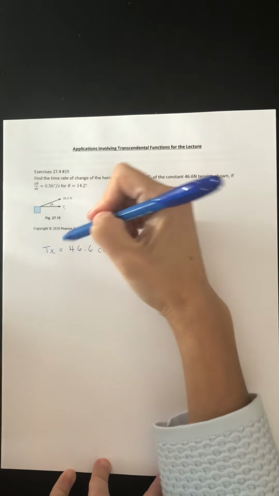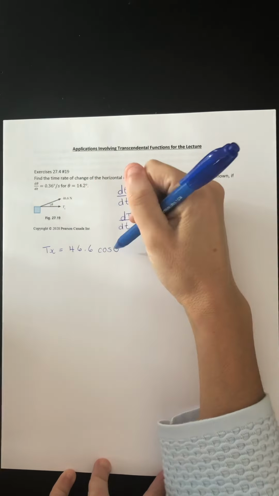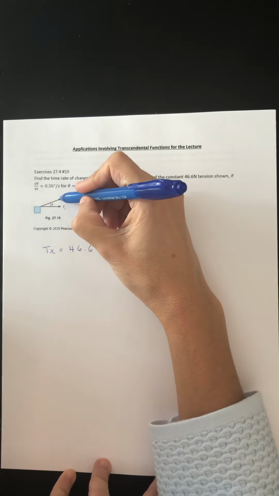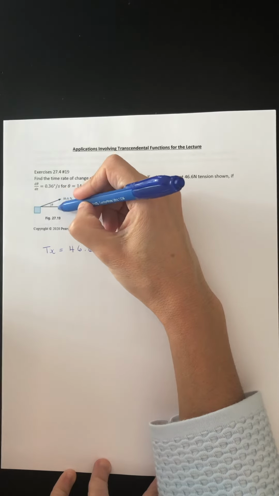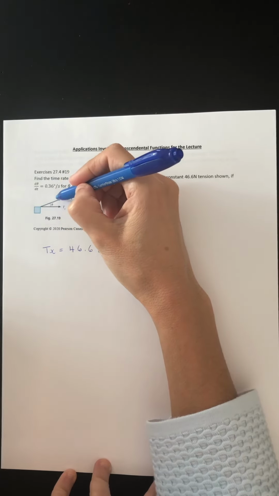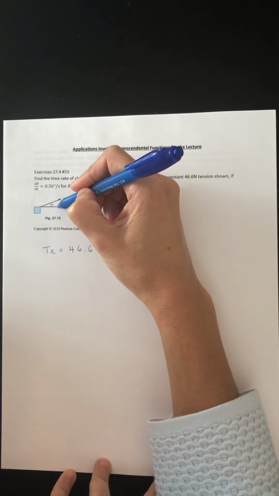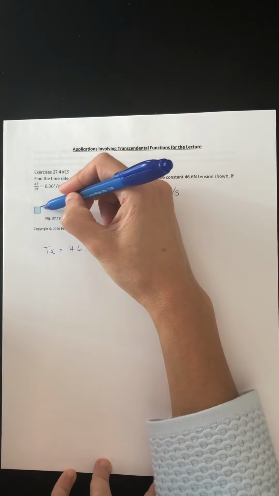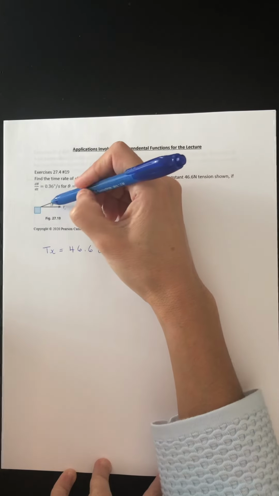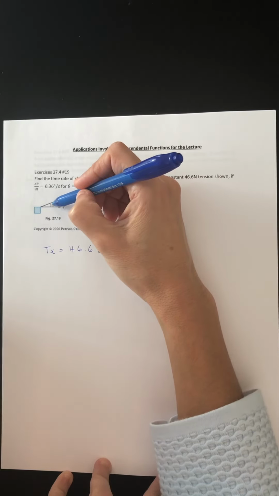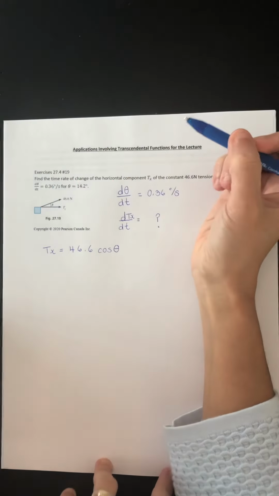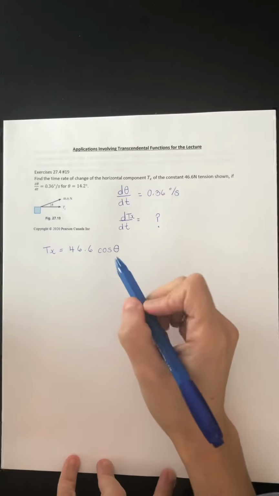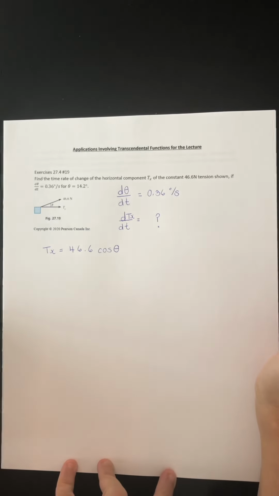Okay, so if you're not remembering where this comes from, it comes from the fact that this, of course, is a right triangle right here. And so the hypotenuse is 46.6 newtons. This lower side here is certainly considered adjacent to the angle theta. So the cosine of theta then is the adjacent side, T at x, over the hypotenuse, 46.6. So that's where this relationship comes from.